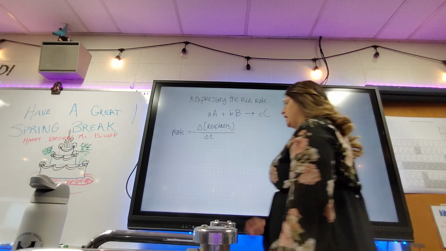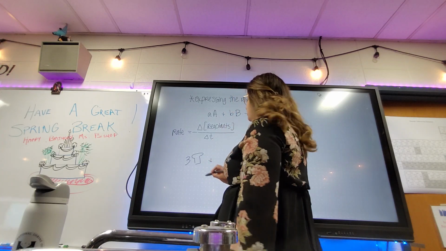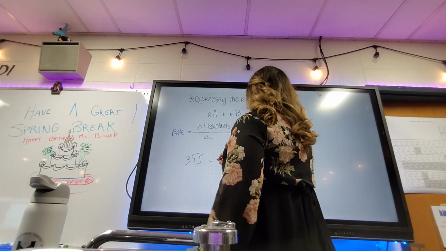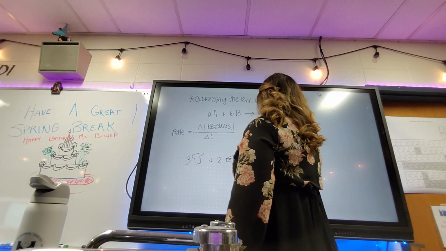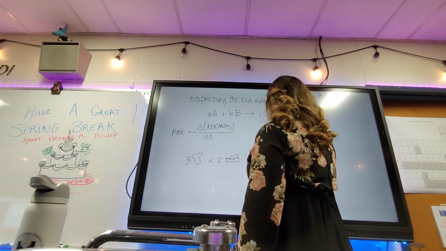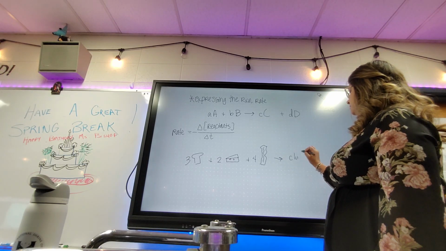So if I have a reaction where, let's say I'm going to make a club sandwich here, and so I need 3 pieces of bread, because you know in the club they've got that bread in the middle. Let's use 2 pieces of cheese, and then let's use 4 strips of bacon. That's my bacon. And then we've got 1 club.